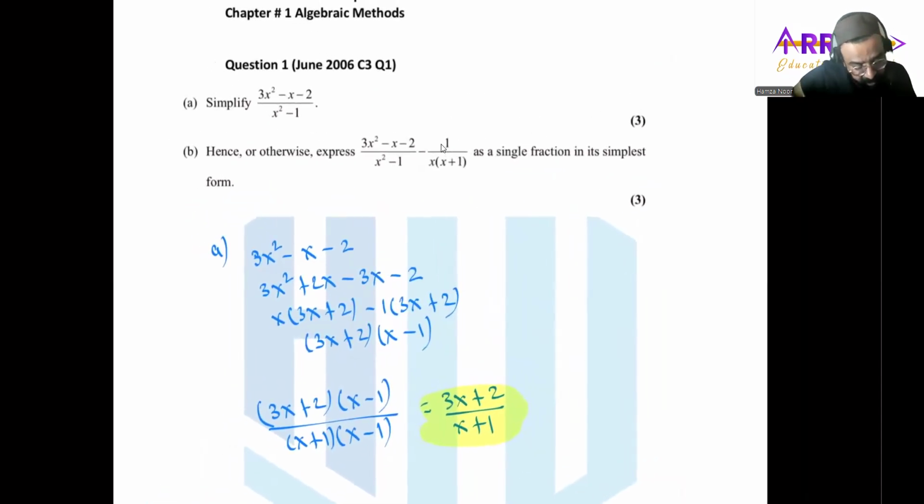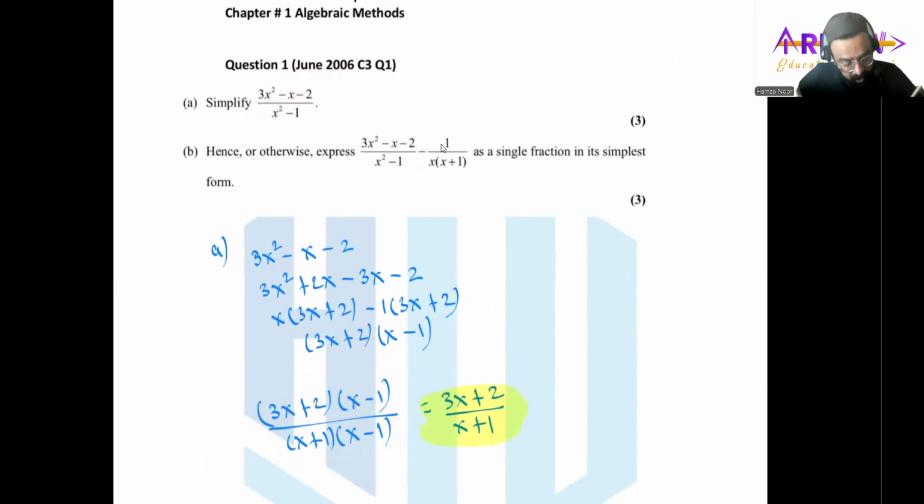So now in place of 3x squared minus x minus 2, I can write the factorized form 3x plus 2 multiplied by x minus 1. And this is divided by x squared minus 1. So x squared minus 1 is basically a difference of squares, which will be factorized as x plus 1 multiplied by x minus 1.